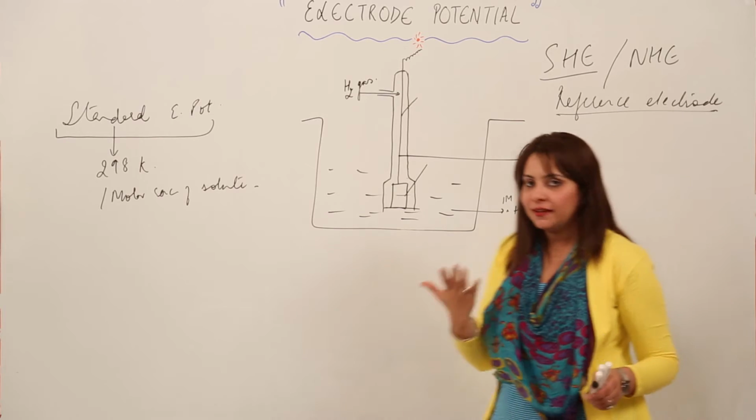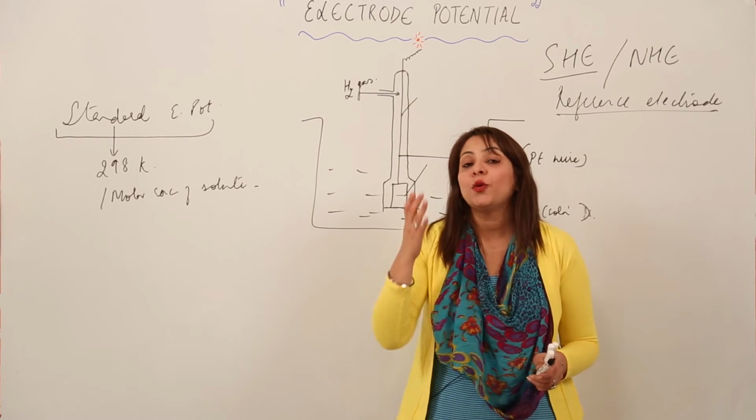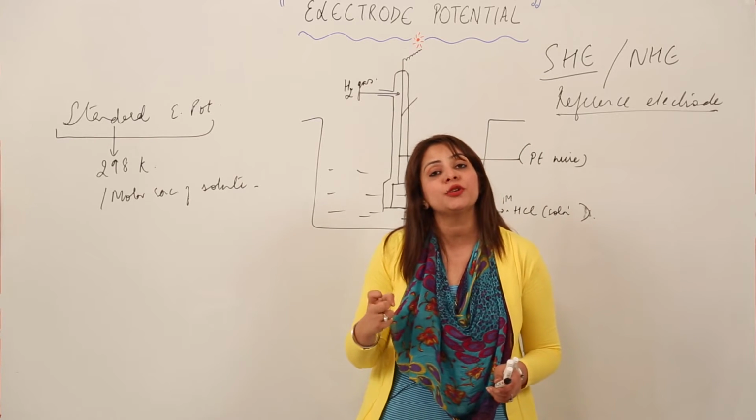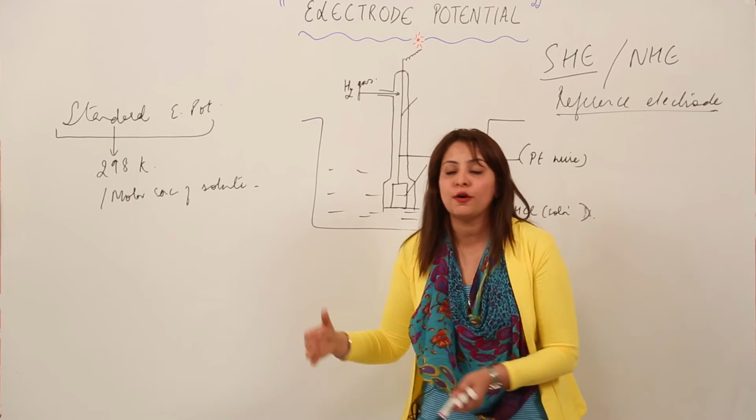It is clear, it is a reference electrode. It is clear to you that it is called a reference electrode, and what is its use? It is also clear to you. The use is that it is going to give the electrode potential value for the different cells. Now let us see what this SHE actually consists of.